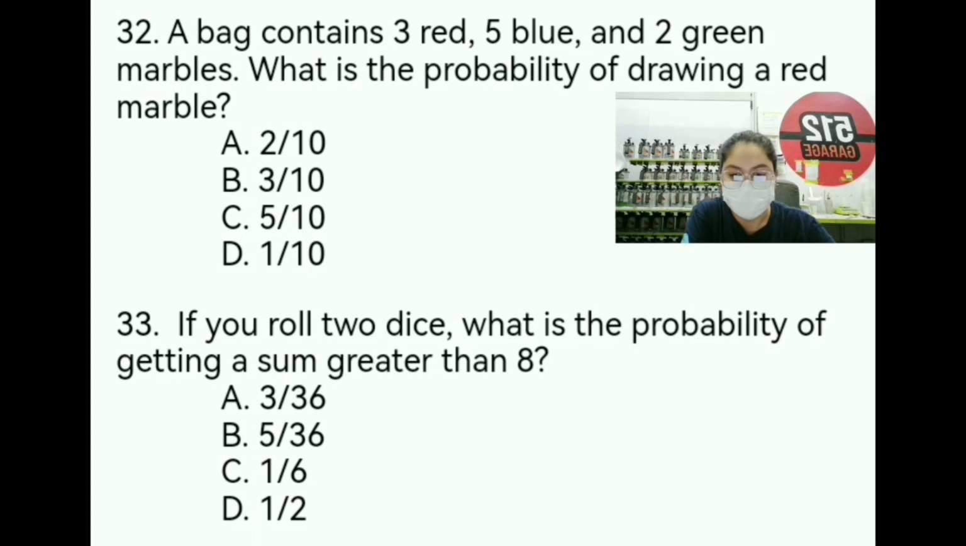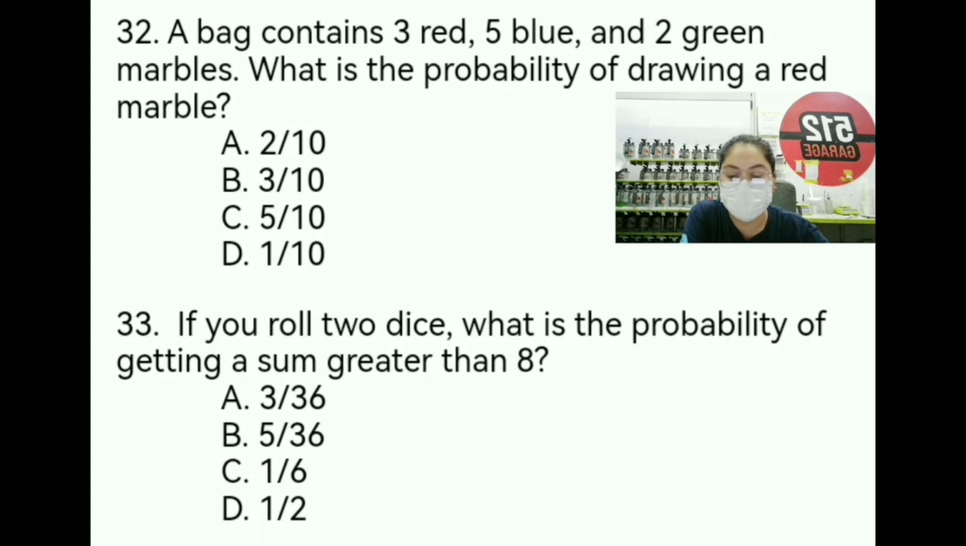To solve this problem, we are going to calculate the probability of drawing a red marble based on the total number of marbles in the bag. We will follow a step-by-step solution. First step, let's determine the total number of marbles. The bag contains 3 red marbles, 5 blue marbles, and 2 green marbles. So the total is 3 plus 5 plus 2 equals 10.